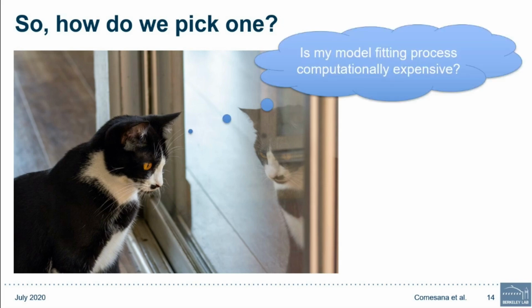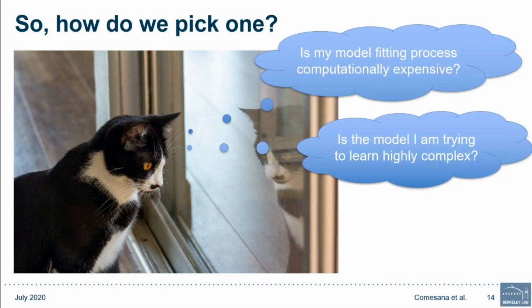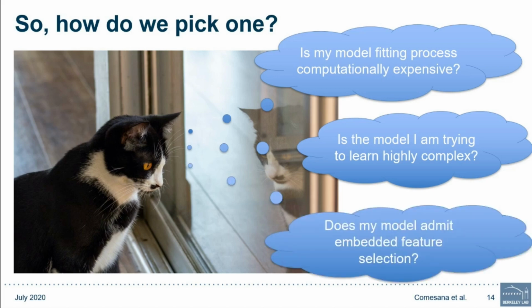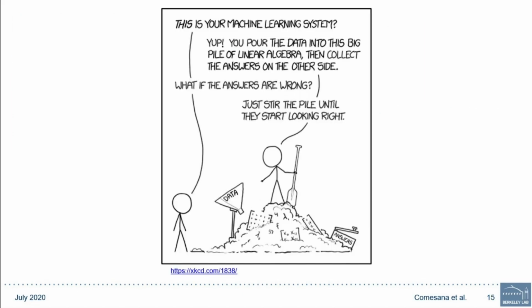For example, how computationally expensive is your model fitting process? How complex is the model you're trying to learn? For example, if it's too complex, something like just filtering or doing target correlation may not capture that nonlinear relationship. And three, does your regression or classification method admit embedded feature selection? Otherwise, you can't really use embedded methods. Ultimately, though, it will come down to trying different algorithms and which one works best for you and your data.